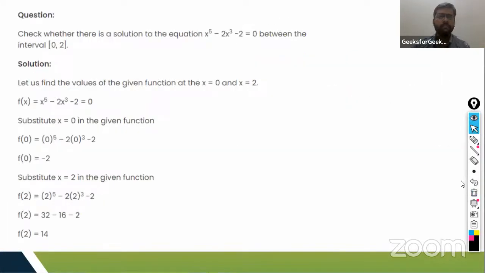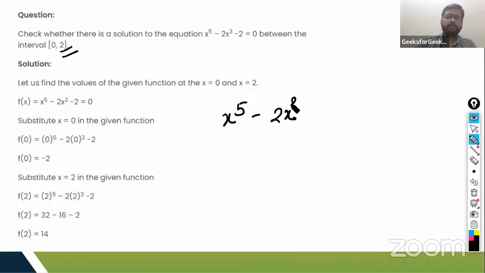Now let's see one question on the basis of that. Check whether the solution of the equation x to the power 5 minus 2x cube minus 2 is in the interval given. I have mentioned that to find the root of an equation, we can also check with the help of the intermediate value theorem. The function is x to the power 5 minus 2x cube minus 2 equal to 0. We have the interval x equal to 0 and x equal to 2, because this one is a closed interval, so we have to put x equal to 0 and x equal to 2.